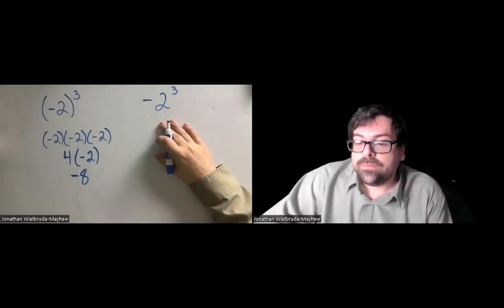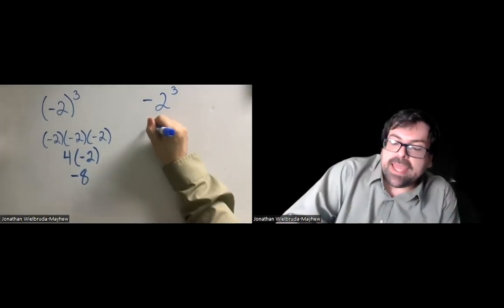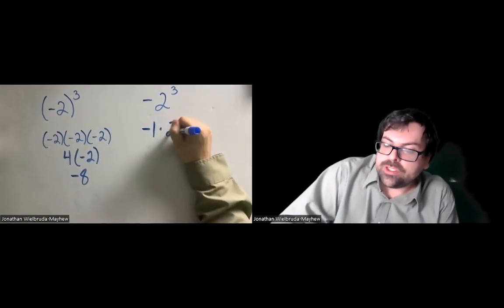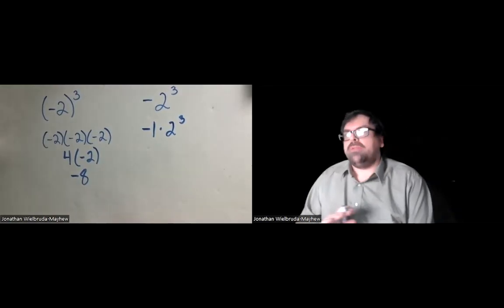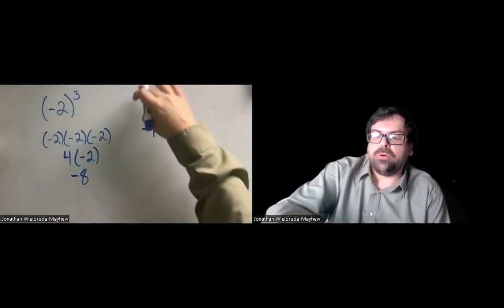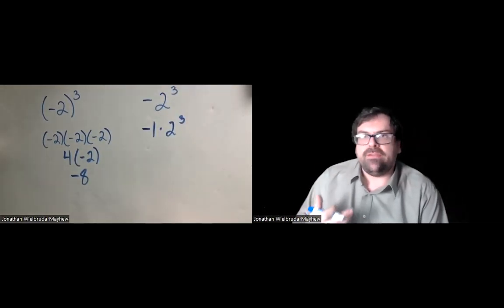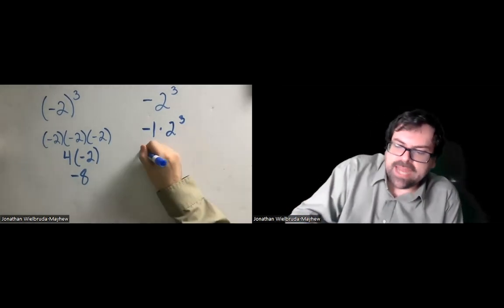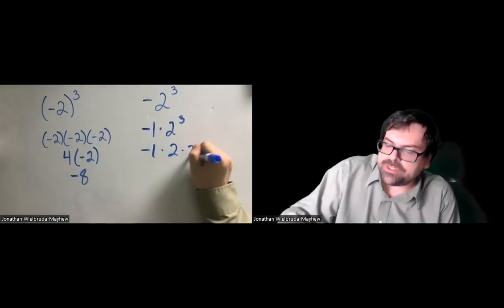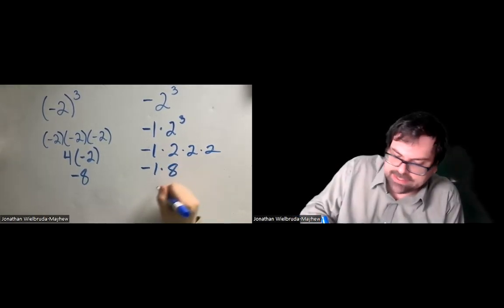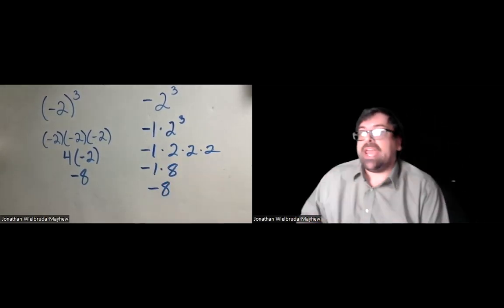Here, this is the same as -1 times 2 to the third. The negative is not part of the base. The base is only 2 because there's no parentheses including the negative into the base. So this is -1 times 2 times 2 times 2, which is -1 times 8. Again, we get -8.